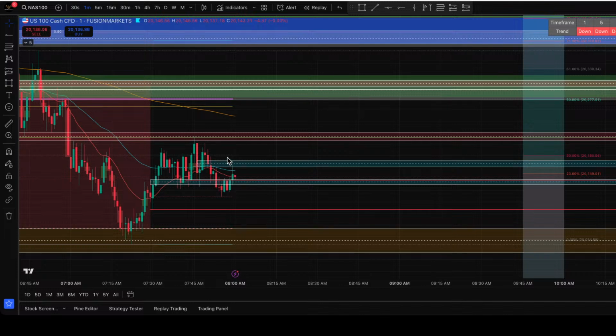Back at that 50, back at that inverse fair value gap. Let's see if we immediately shoot back down to take out these lows. That'll be the telltale sign that this thing's ready to just push down. Still just gesticulating in this area. Just waiting still.